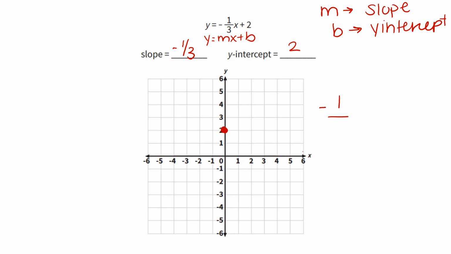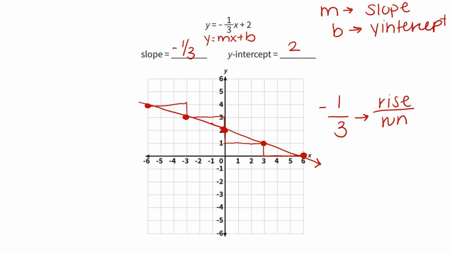Our slope is a negative 1/3, which references our rise over run fraction. Because the slope is negative, we're going to go down. So we would go down 1 and then over 3 to make our new point, connecting our dots until the line touches the edge of the graph. We can continue that pattern in the other direction, 1 and 3, 1 and 3, until the line reaches both edges. And then we are finished.